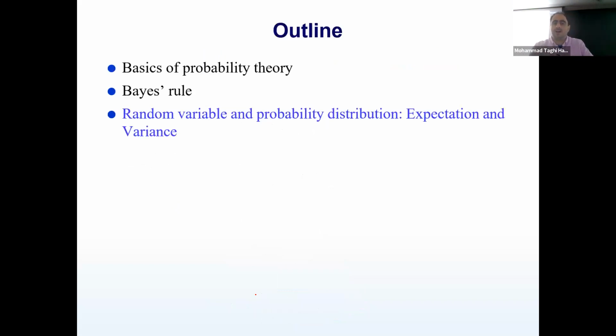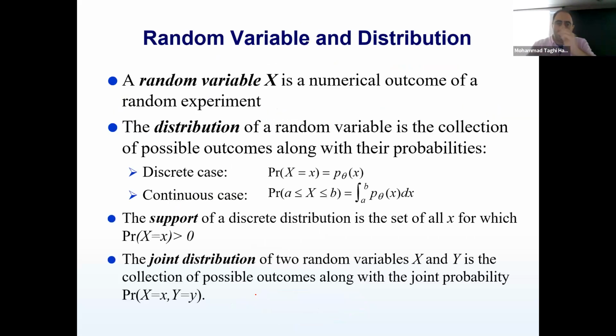Good. Let's talk about random variables and probability distribution. That is also important. So a random variable X is a numerical outcome of a random experiment. So you are doing some random experiment and some number is coming. The distribution of a random variable is a collection of possible outcomes along with their probabilities. But how can we represent a distribution, especially in the discrete case? For each particular X, what is the probability of that? And theta here is the name of the distribution.